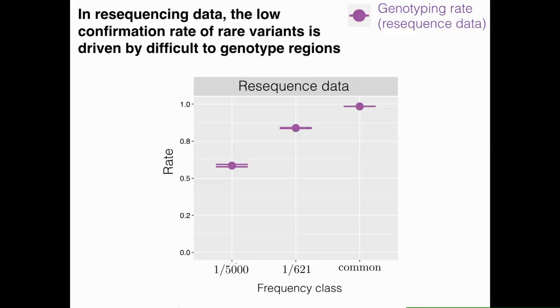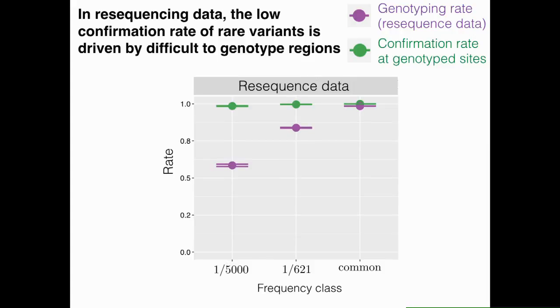So what happens if you look at the confirmation rate within sites that you do have genotype data for? Then the confirmation rate is close to 100%. So if you look at the resequence data and just look at sites that have a call at all, our confirmation rate's very good. So we're not really disconfirming, we're just unable to confirm them. We think this is driven by difficult to genotype regions.